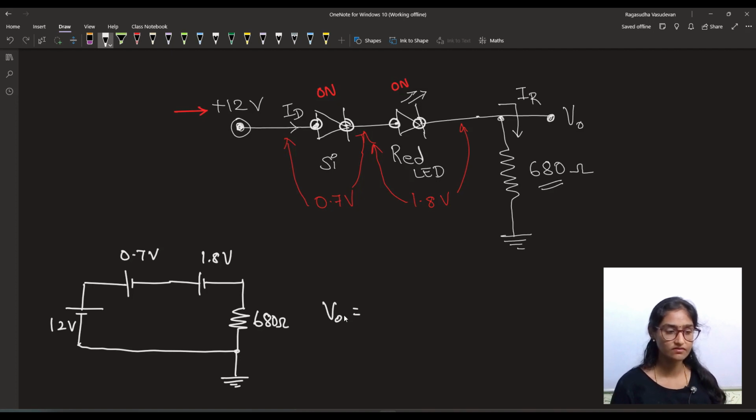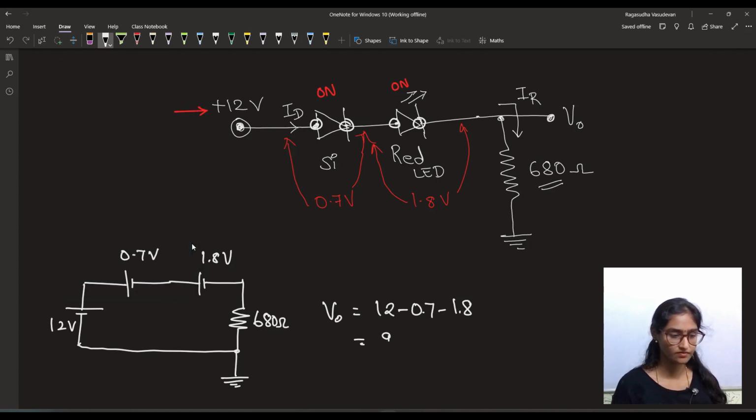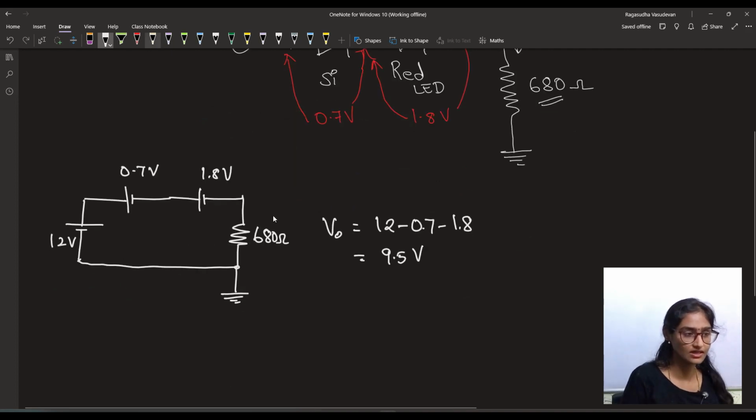This is V0. V0 is equal to 12 minus 0.7 minus 1.8. This is equal to 12 minus 0.7 minus 1.8, 9.5 volt.